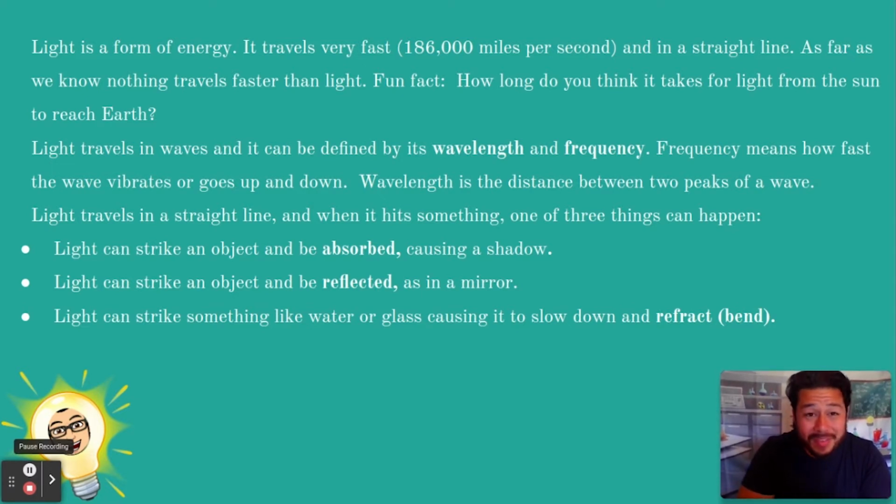Light travels in waves, and it can be defined by its wavelength and frequency. Frequency means how fast the wave vibrates or goes up and down. Wavelength is the distance between the two peaks of a wave. Light travels in a straight line, and when it hits something, one of three things can happen. Light can strike an object and be absorbed, causing a shadow. Light can strike an object and be reflected, as in a mirror. It can be bounced in a different direction. And then light can strike something like water or glass, causing it to slow down and refract or bend. It'll shoot off in a different direction.